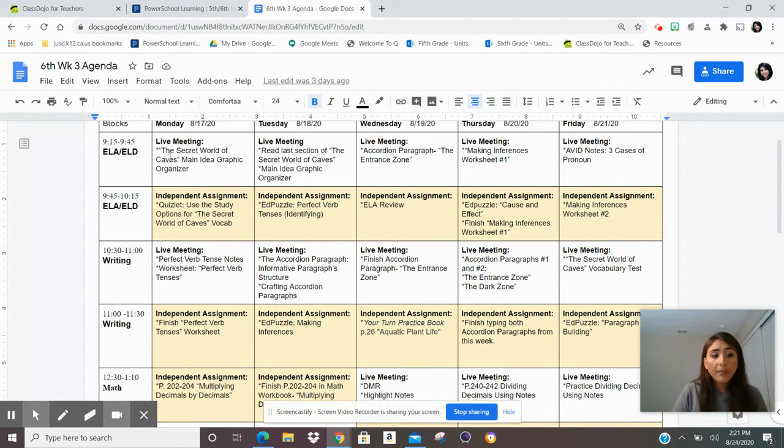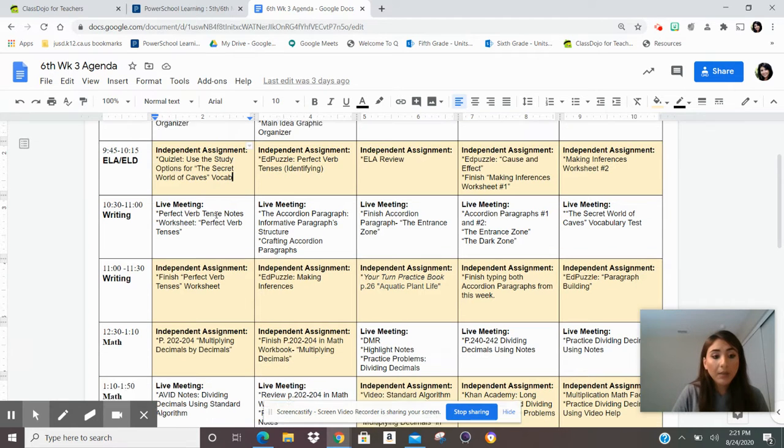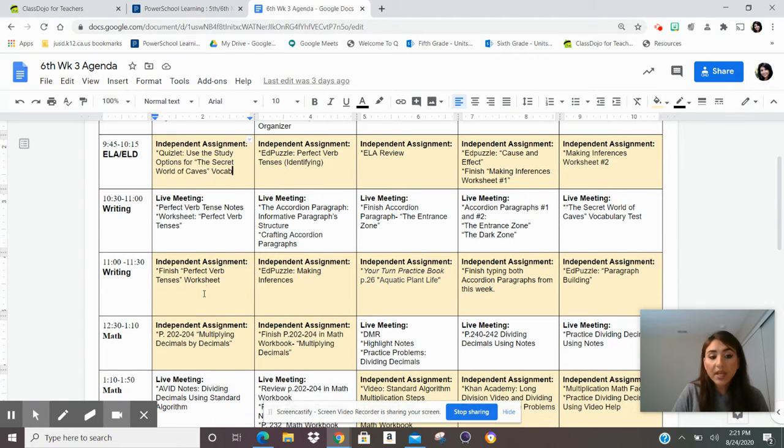And everything that's in yellow, those are her independent blocks. So on Monday for ELA independent work, she knew that she had to study her vocab for a quiz, but this is not something she turns into me, and I discussed that with them. We go over this every day, and at the end of the week, especially, I tell them, okay, let's look at our week agenda. This is what we have to turn in.